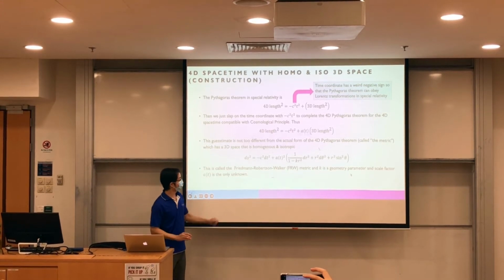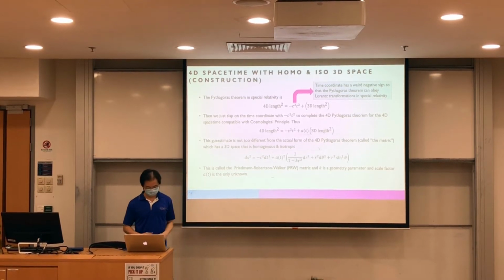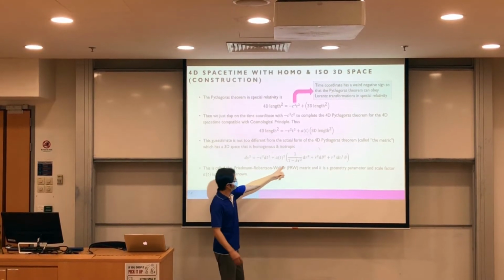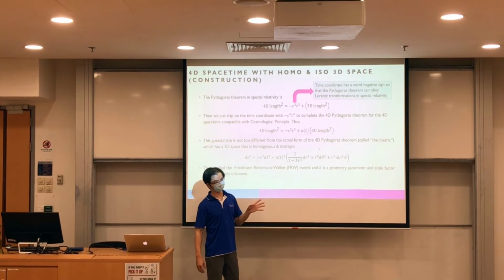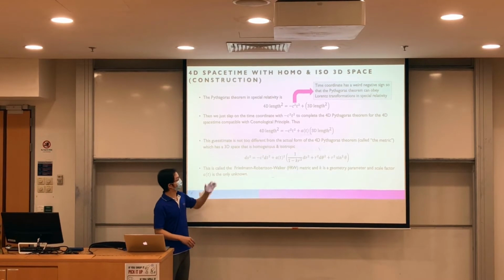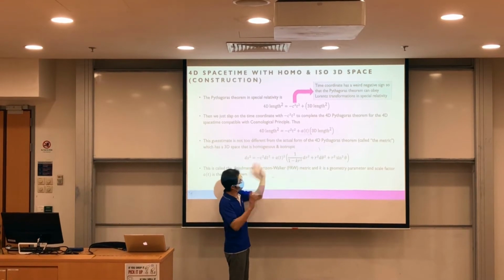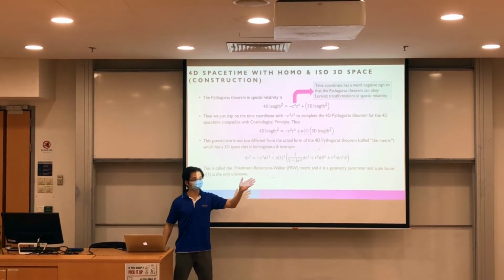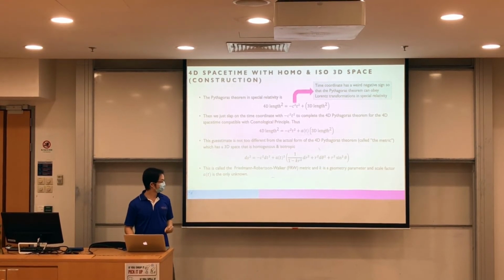This result is called the Friedmann-Lemaître-Robertson-Walker metric. This parameter here, K, is a geometry parameter. The scale factor is the only unknown. So, you don't need to take my course, and you can already guess almost the same expression as the one that I derived in my course. Just by physical intuition, you can get quite far.